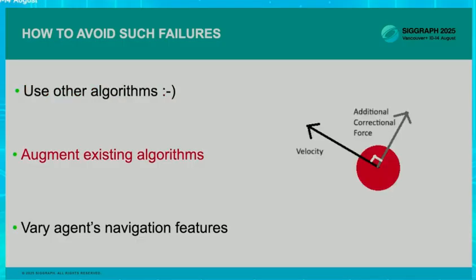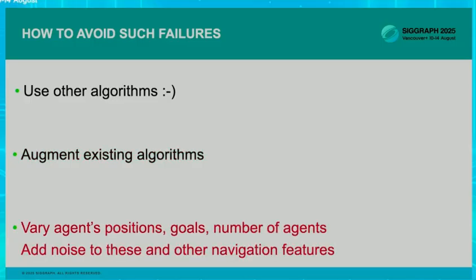So one way to avoid this is to use other algorithms, but more practically, you can augment algorithms if you have access to the code. You can add all sorts of correctional forces that can move the agents away from colliding if that will happen. But if you don't have access to the code, you can just augment the setting that you are simulating. So you can vary the positions of the goals of the agents, the number of agents, and so on.